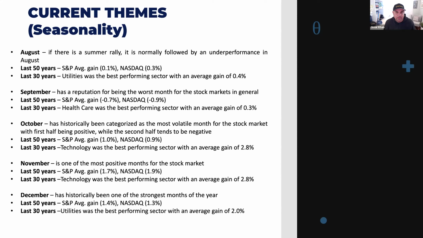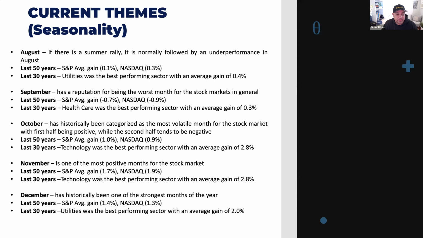Utilities generally don't fluctuate a whole lot in price, and they have very stable interest because everybody has to pay their utility bills, whether there's a recession, an economic boom, an economic slowdown. It happens to be the best performing sector in August. September. This is the worst month of the year for the markets, okay? So the NASDAQ on average is down 0.9%, and it's, like I said, the worst month of the year.